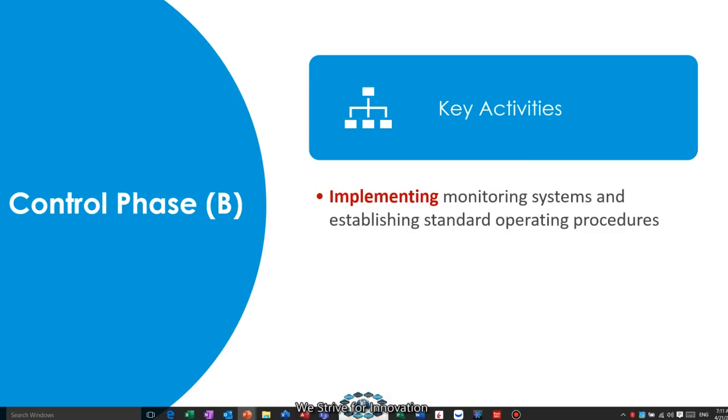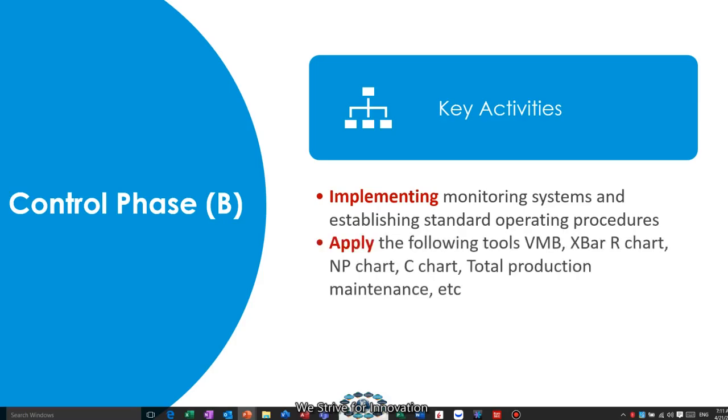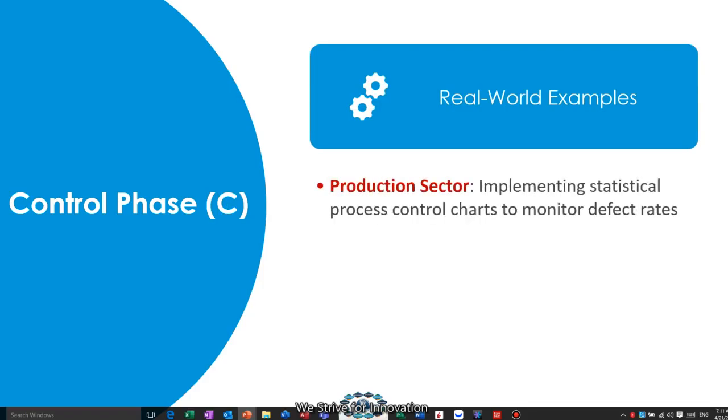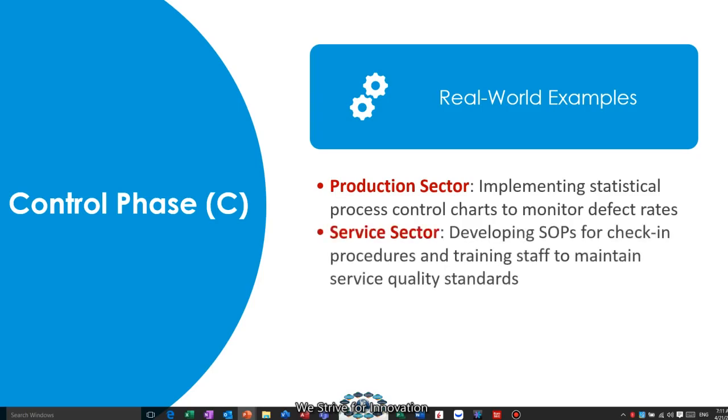You will apply tools like X-bar, R chart, MP chart, C chart, total productive maintenance, etc. Real world example: if you are in the production sector, you will implement a statistical process control chart to monitor defect rate. If you are in the service sector, you will develop a standard operating procedure for the check-in procedure and train staff to maintain service quality standards.